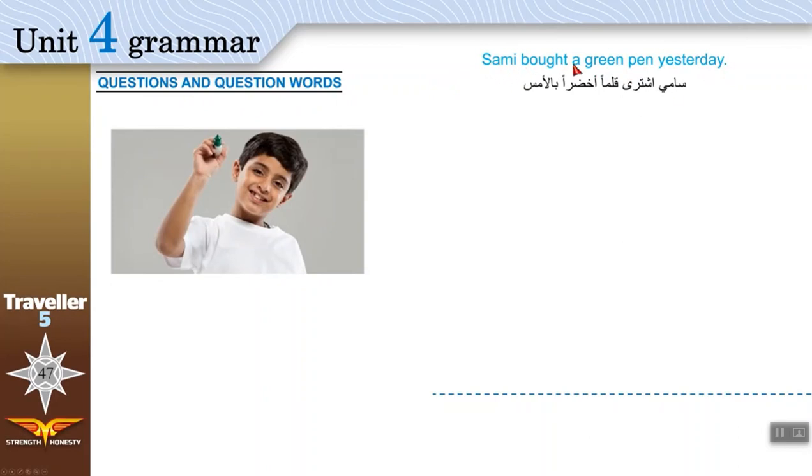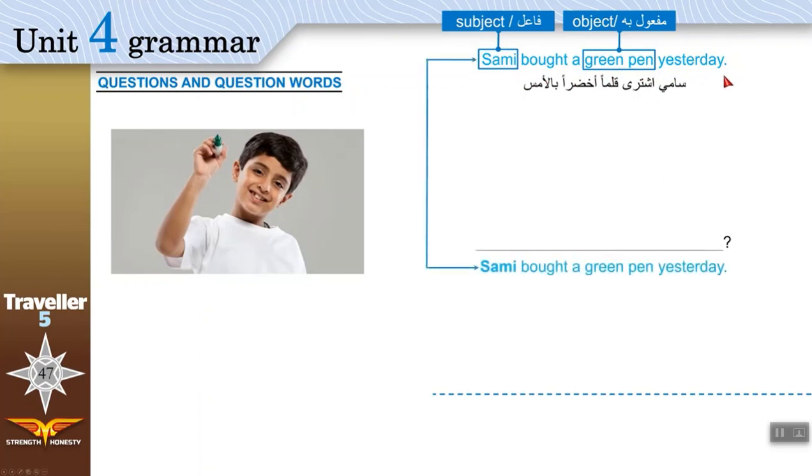Sammy bought a green pen yesterday. Okay, Sammy is what we call the subject of the sentence. Green pen is the object. Now, I don't see questions. We want to learn how to ask questions. The answer to our question should be Sammy. This is the short answer.